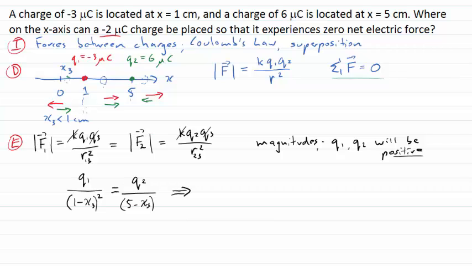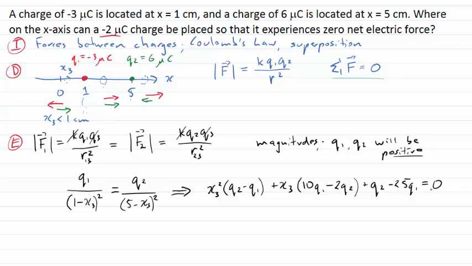It's going to be a quadratic equation. Oops, I forgot to square that. A quadratic equation in x3, and I can write that down. The squared term for x3 here will actually be q2 minus q1. The linear term in x3 will be equal to 10 times q1 minus 2 times q2, and the constant term here turns out to be q2 minus 25 q1, and that all will equal 0. And you should have some practice in expanding such algebraic expressions.